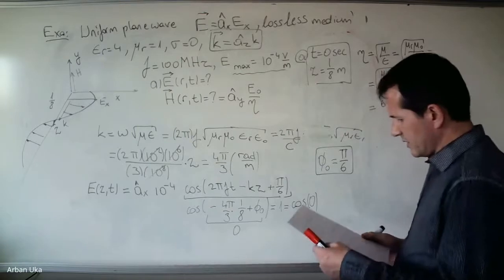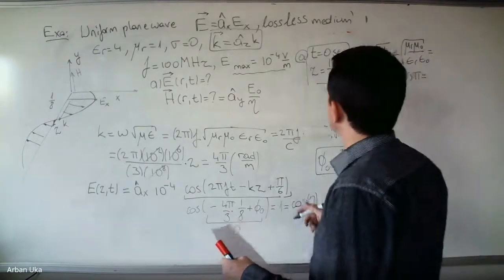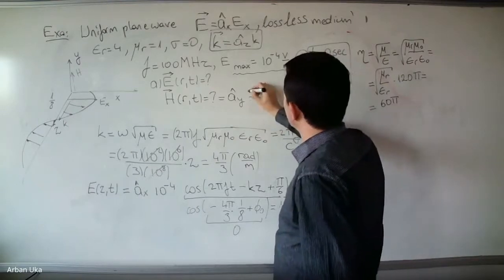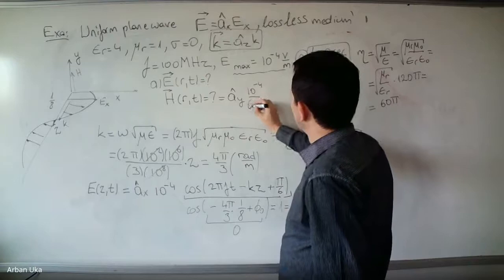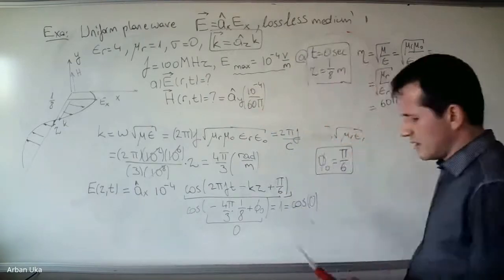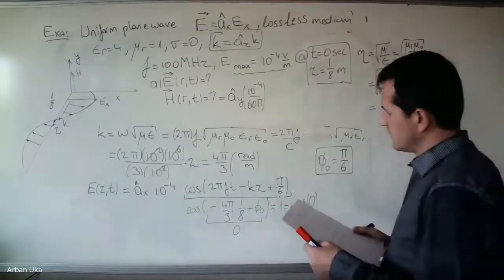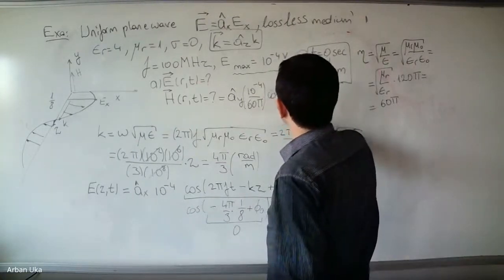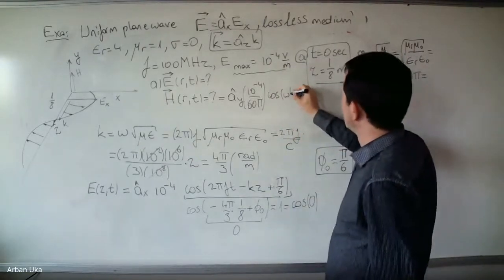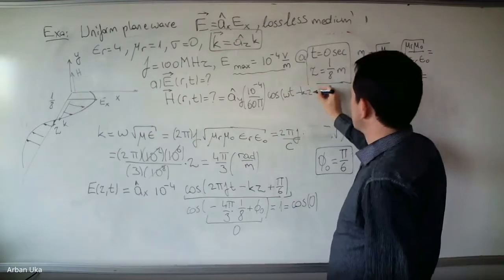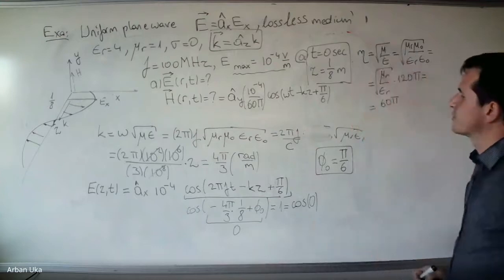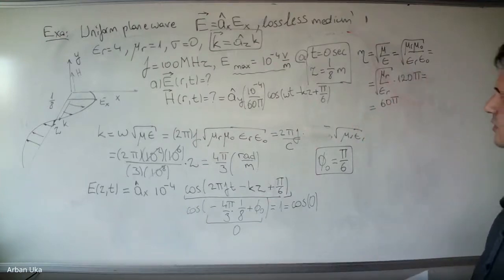So here we have the 60 pi. Instead of E0, this is going to be 10 to the power minus 4 divided by 60 pi. So this is the amplitude of H times the cosine term. This cosine that we have here, we just add it also here, which is going to be omega t minus kz plus pi over 6, okay? We got it. So this is the expression for the magnetic field component.